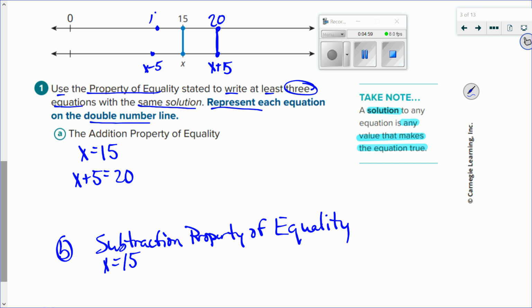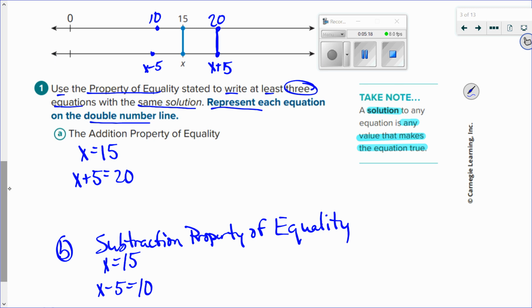10. Why? Because I take 5 away from both of them. So we could also say x minus 5 equals 10. That would be an additional equation that is equal. Does everybody understand the concept of what we're doing? Yes. Okay, so I've given you one example for each.